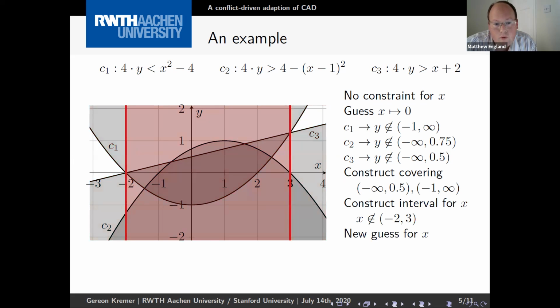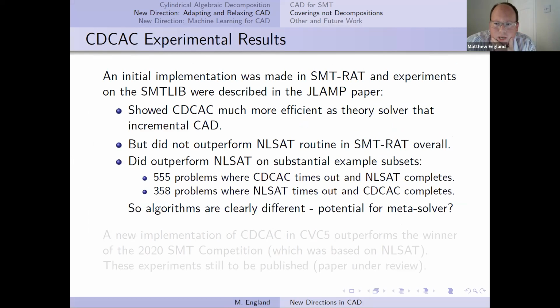Okay, and then you would make a new guess for x, and wherever you pick your x, you'll then be able to extend it to a y sample that satisfies. So in that paper that I referred to, we had some experimental results on an implementation of this algorithm in the SMT-RAT system. It showed that this algorithm was much more efficient as an SMT theory solver than incremental CAD.